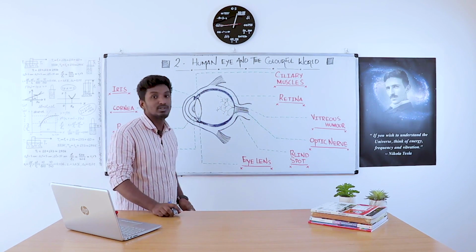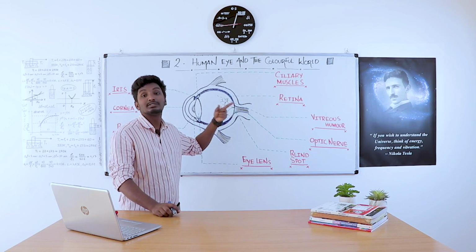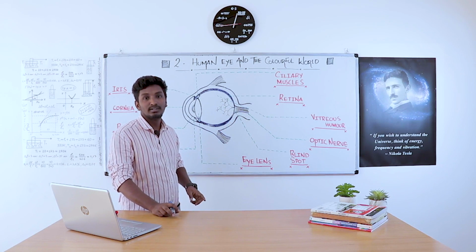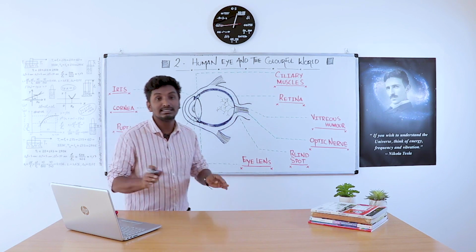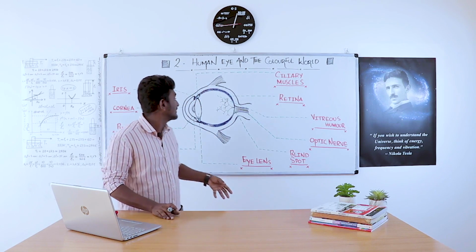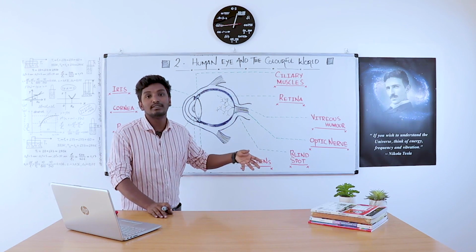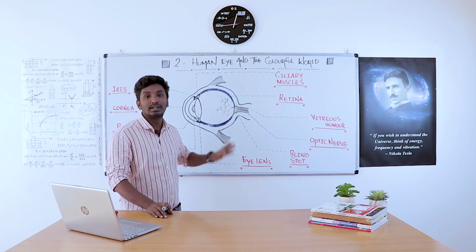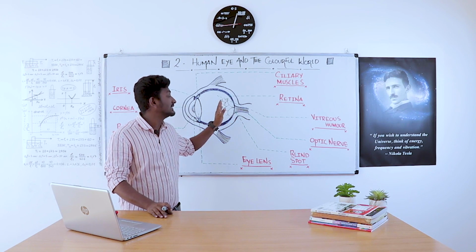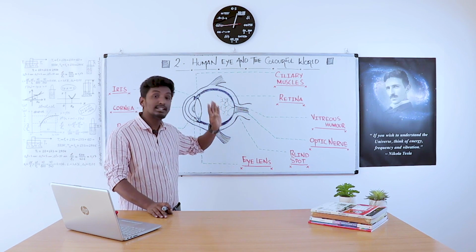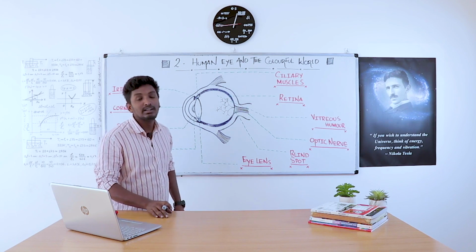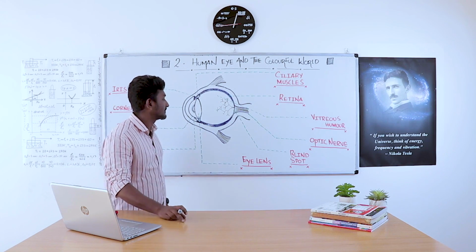The image formed on the retina is transmitted to the brain through the optic nerve, but it cannot be sent in the form of an image. It can be transmitted in the form of electrical signals. So the function of the optic nerve is to carry the image from the retina to the brain in the form of electrical signals.